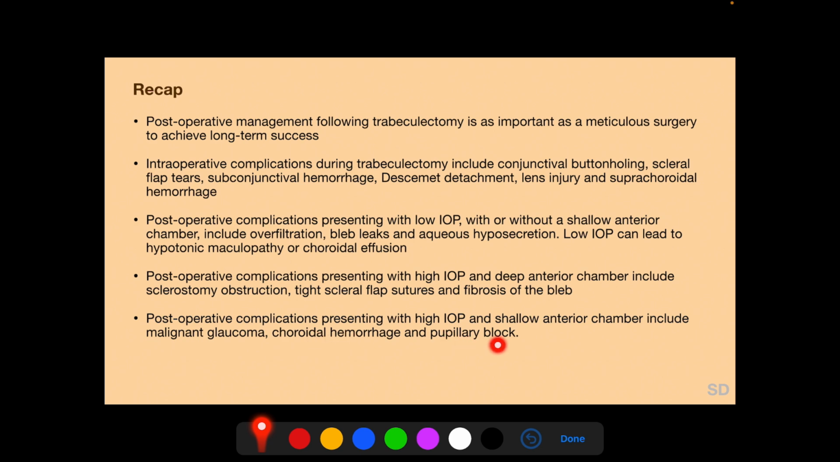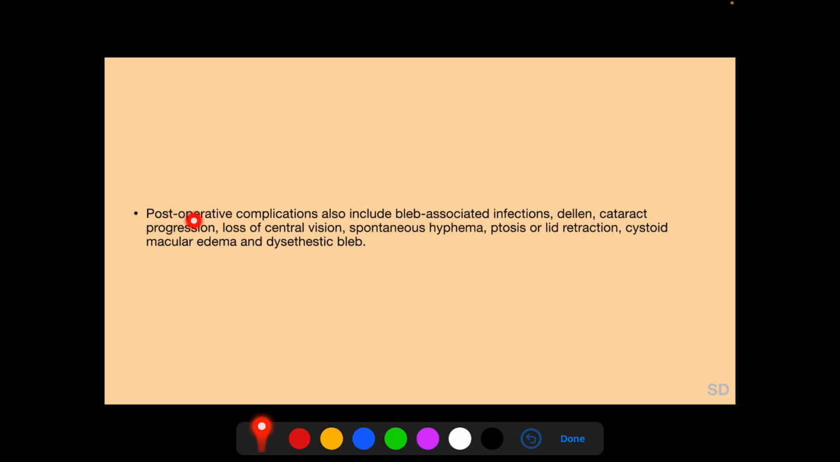Post-operative complications presenting with high intraocular pressure and a shallow anterior chamber include malignant glaucoma, choroidal hemorrhage, and pupillary block. Post-operative complications which have no particular association with either the level of the intraocular pressure or the depth of anterior chamber include bleb-associated infections, Dellen, cataract progression, loss of central vision, spontaneous hyphema, lid changes such as ptosis or lid retraction, cystoid macular edema, and dysesthetic bleb.